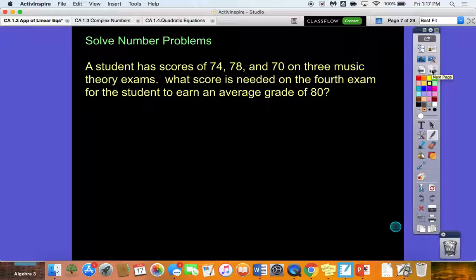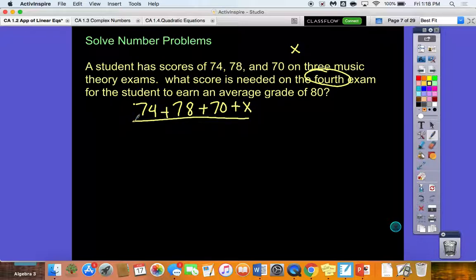Okay, so if a student has a score of 74, 78, and 70 on 3 music theory exams, what score is needed on the 4th for the student to earn an average grade of 80? Well, the basis of an average means that you add all of them up and divide by the number that you've got. So if he takes another test, obviously it says here on the 4th test. So he's going to do a 4th one, but we don't know what it is. So we've got 74 plus 78 plus 70 plus x. Well, now that there's 4 tests, we're going to divide by 4. Well, we're wanting the average to come out to be 80. So that's our whole goal here.